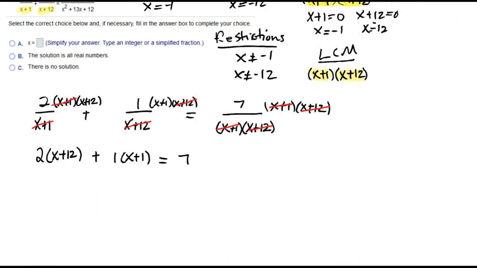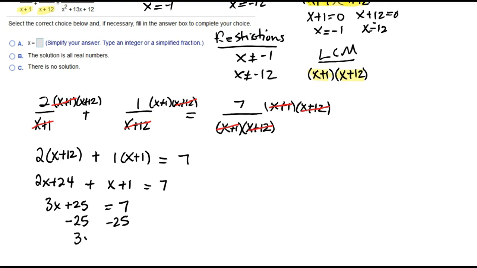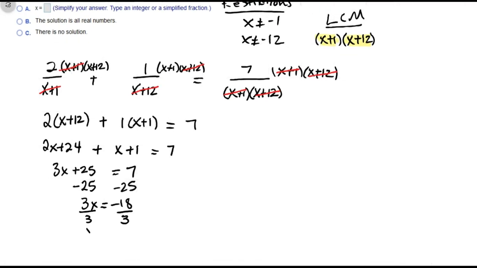From here, I'm going to get rid of the parentheses with the distributive property. That's 2x plus 24 plus x plus 1 equals 7. Then I'll combine like terms. 2x plus x is 3x. 24 plus 1 is 25 equals 7. I'm going to subtract 25 on both sides. That gives me 3x equals negative 18. Divide both sides by 3, and I get x equals negative 6.